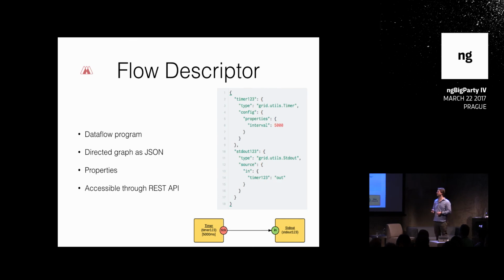But it's important to note that this flow descriptor is accessible through the public API of the engine. So anyone can actually embed the functionality of the API integration of Appmixer into their third-party applications. So you can start flows, stop flows, modify flows, send messages to flows, and all that.